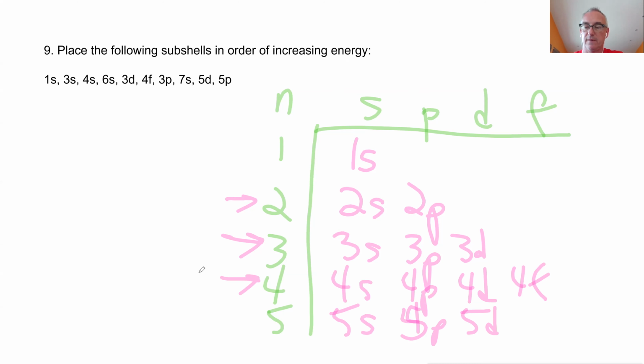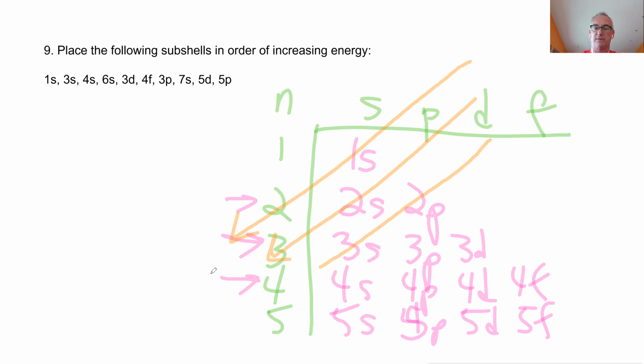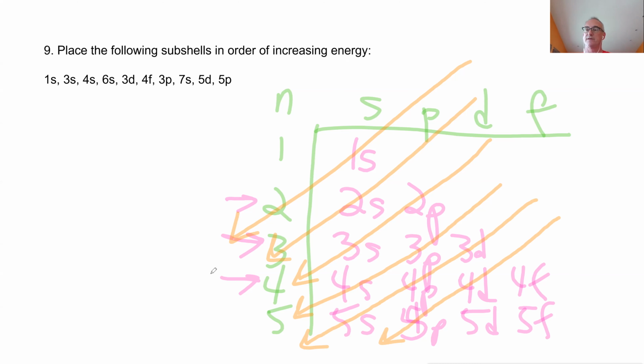5p, 5d, 5f. So then the question is, well, how do we figure out which order these are filled in? And to do that, we connect them with diagonal lines, starting with 1s. So we just go on a diagonal this way. First one, 1s. And then we come back. Second one only hits 2s. Third one hits 2p and 3s. Next one hits 3p and 4s. Next one, it's 3d, 4p, and 5s. And remember the order. The next one, 4d, 5p, and then would be 6s under that.